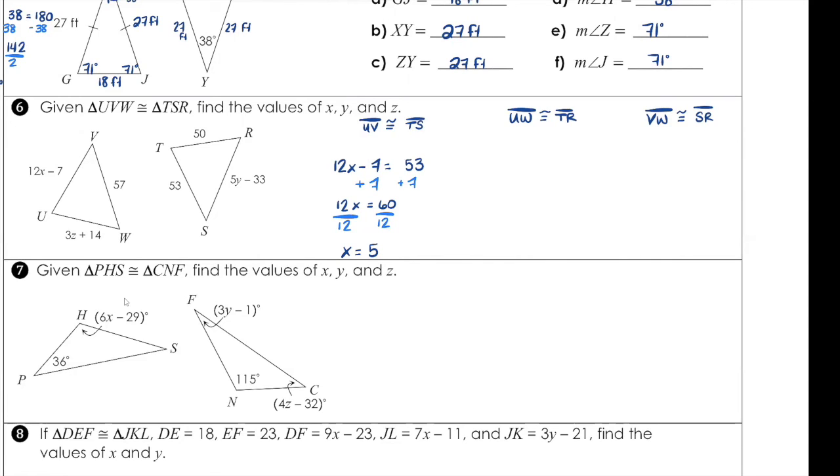What about UW? Who's UW congruent to? What's the value of UW? 3z plus 14 equals, what's TR? 50. So what do we want to do first?